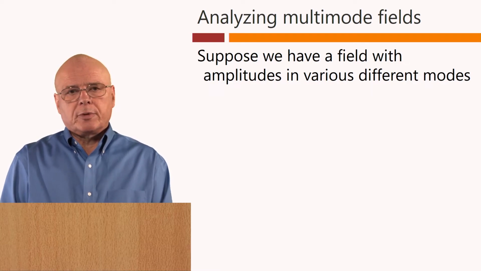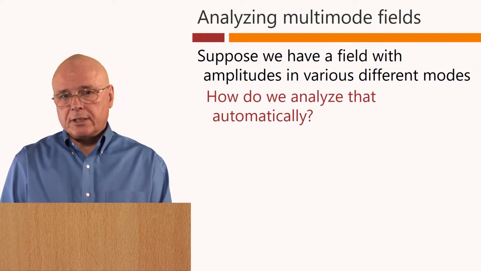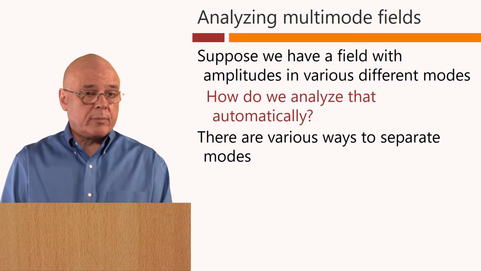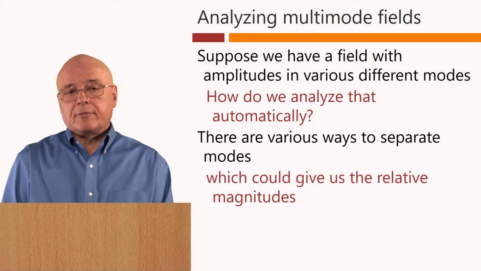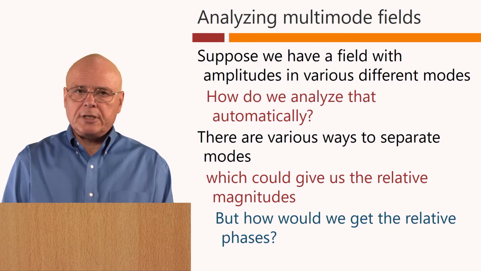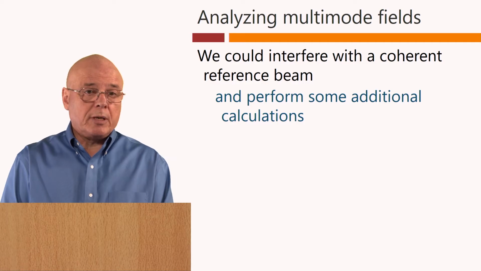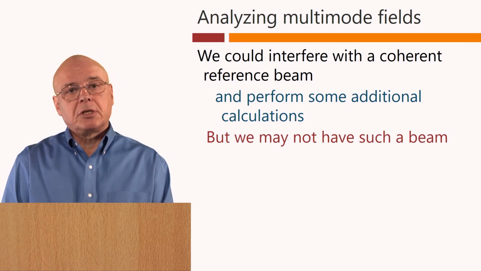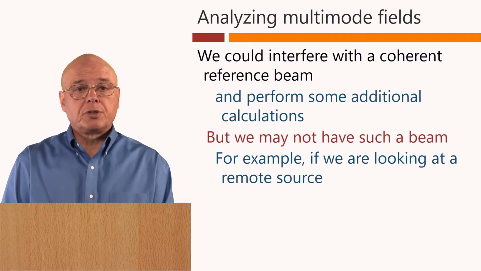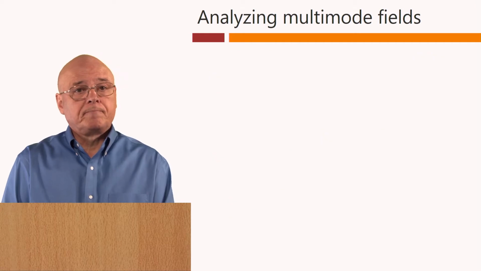Suppose we have a field with amplitudes in various different modes. How do we analyze that automatically? There are various ways to separate modes, which could give us the relative magnitudes in the modes, but how would we get the relative phases? We could interfere with a coherent reference beam and perform some additional calculations, but we may not have such a beam. For example, if we're looking at a remote source, or one that is of broadband or of limited coherence.